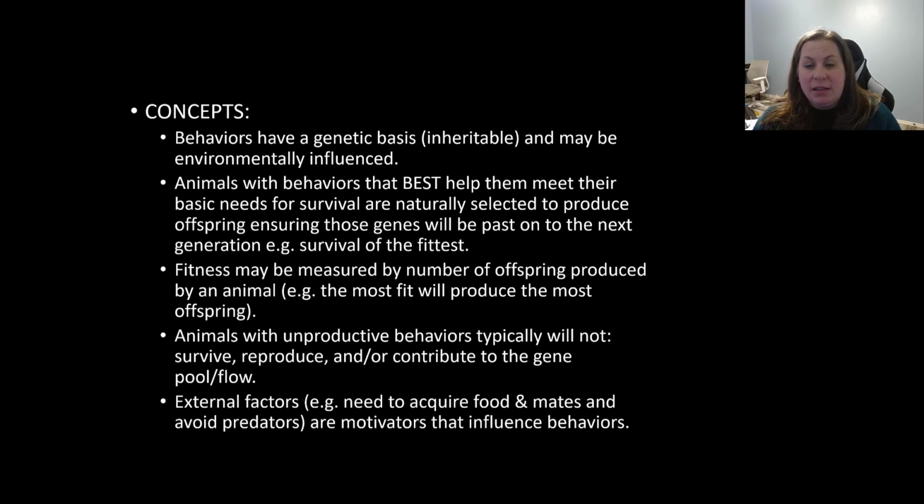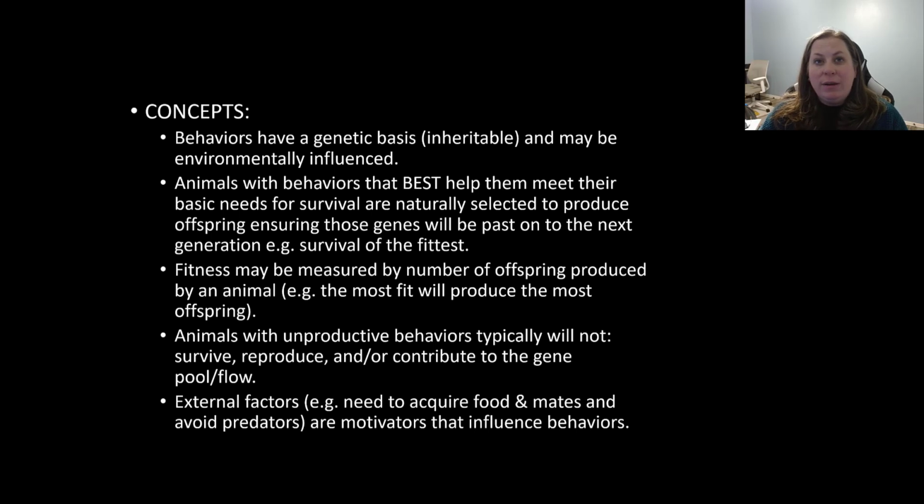So some concepts we want to make sure that we're looking at here. Behaviors have a genetic basis. They are inherited, and they could be environmentally influenced. So they could change over time. Animals that have the best behaviors help them meet their basic needs, which in turn helps them survive. When they survive, they are naturally selected to then produce offspring. Once they produce offspring, we see that those traits are then passed on. This is the idea of survival of the fittest. The idea of being successful in nature is to survive and pass on your genes to the next generation.